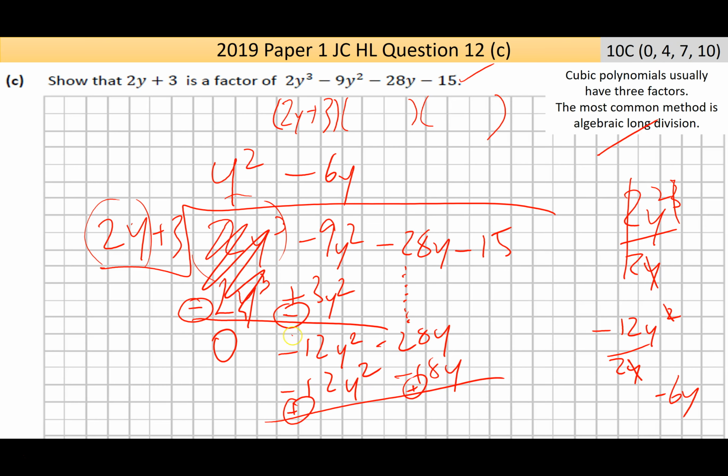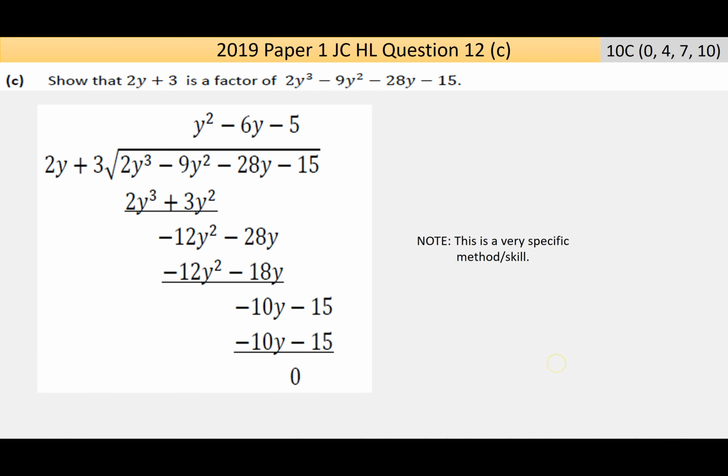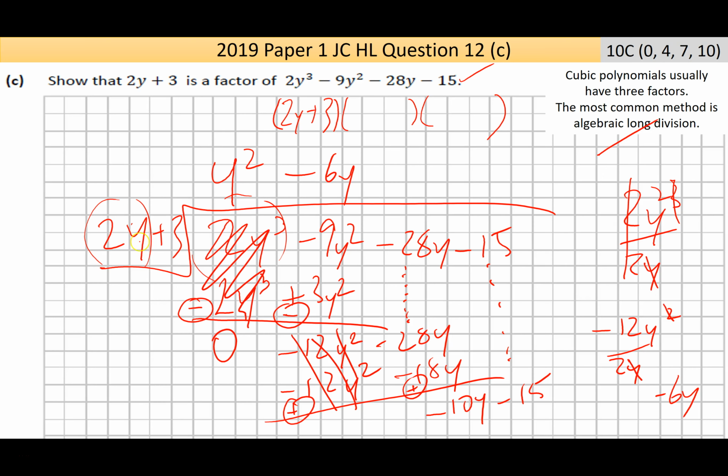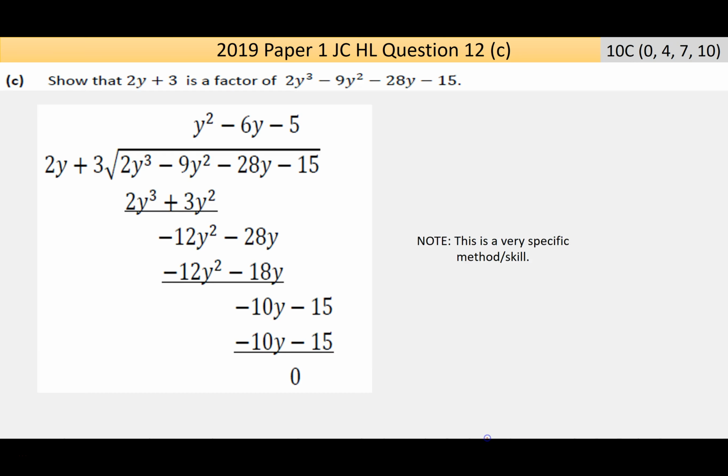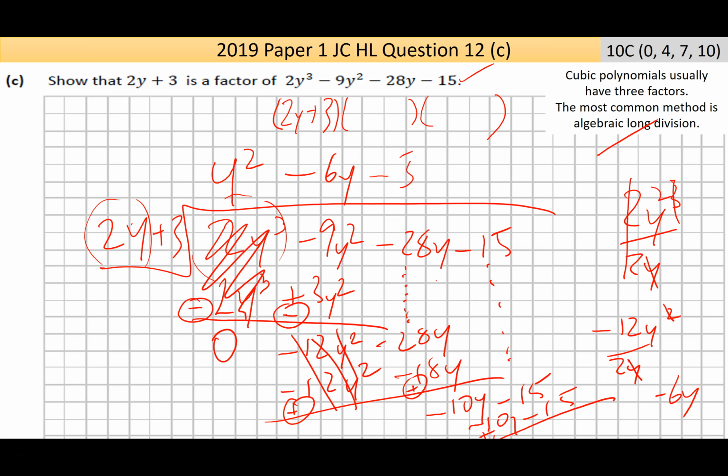Okay, these things cancel again. Minus 28y plus 18y is minus 10y. Okay, so this is the second go done. Now you bring down the minus 15, and you go again. 2y into minus 10y goes minus 5. Do the reverse to get minus 10y. 3 by minus 5 is minus 15. Change the signs again. So this becomes minus, becomes plus. So these terms cancel, and there's no remainder.